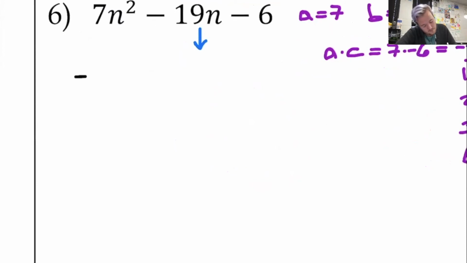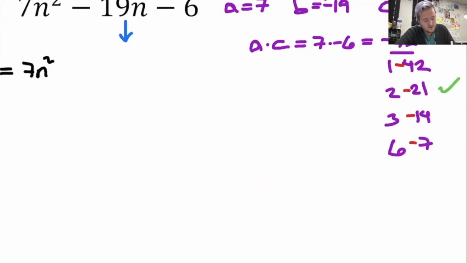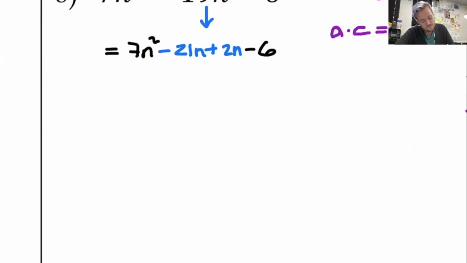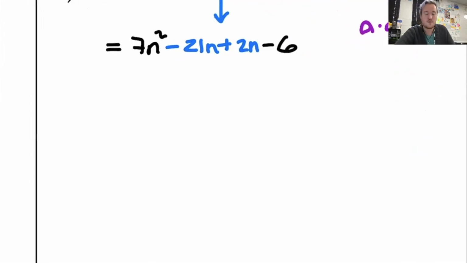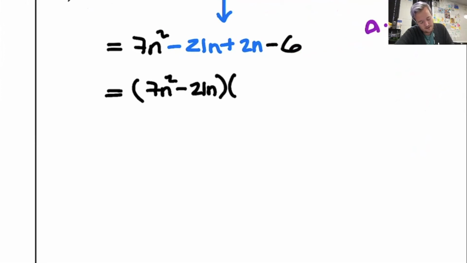All right, so I'm going to have 7n squared. Then I'm going to use, let's do negative 21 first. Negative 21n plus 2n minus 6. All right, so now that we split the middle, now we can do our grouping. So the first two terms are going to be grouped together, and the last two terms are going to be grouped together.